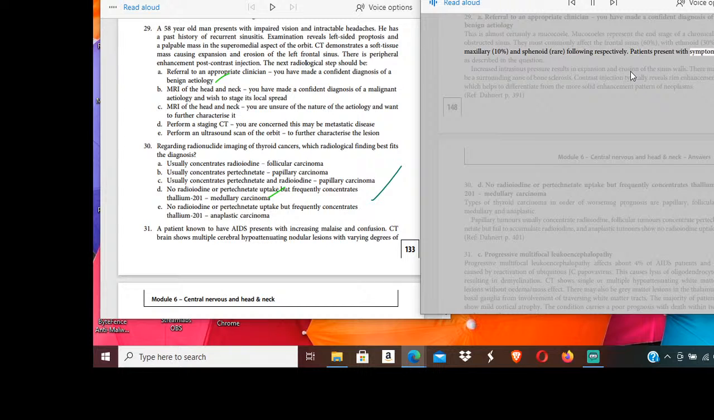Patients present with symptoms as described in the question. Increased intrasinus pressure results in expansion and erosion of the sinus walls. There may be a surrounding zone of bone sclerosis. Contrast injection typically reveals rim enhancement, which helps to differentiate from the more solid enhancement pattern of neoplasms.